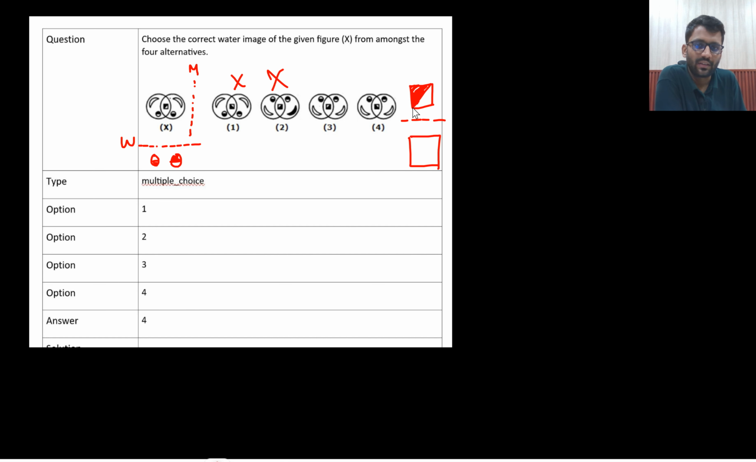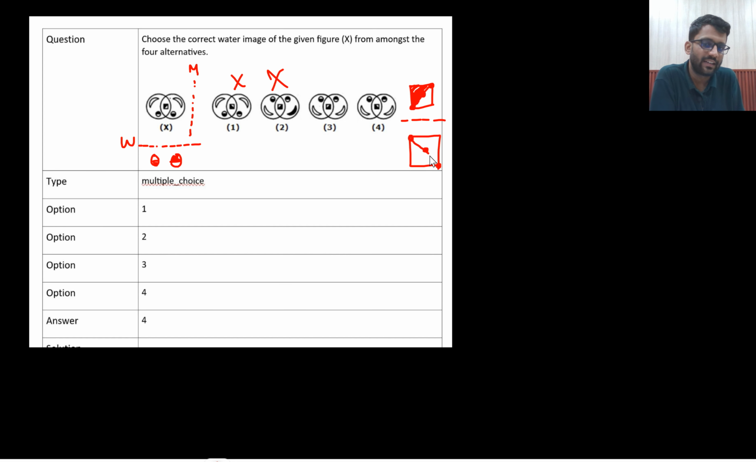Now in the water image, this point will be here, right? This point will be here. This middle point will be here, and this point will be here, right? This is my water. This point will be here. This point will be here. So basically, the upper point will be at more distance. So the line will come something like this.